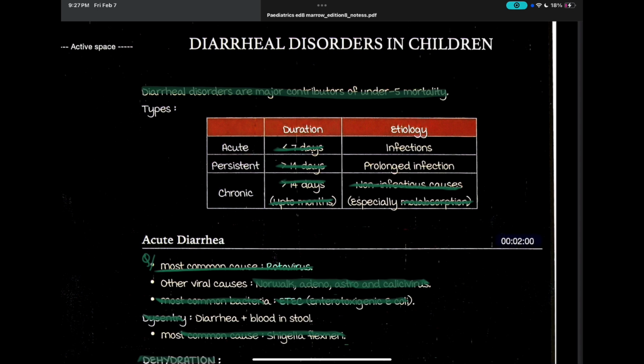Acute is when it's less than 7 days and the cause is infections. Persistent is when it is more than 14 days and it is due to prolonged infection. Chronic is when it is more than 14 days but staying up to months. Then it is non-infectious causes, especially malabsorption.